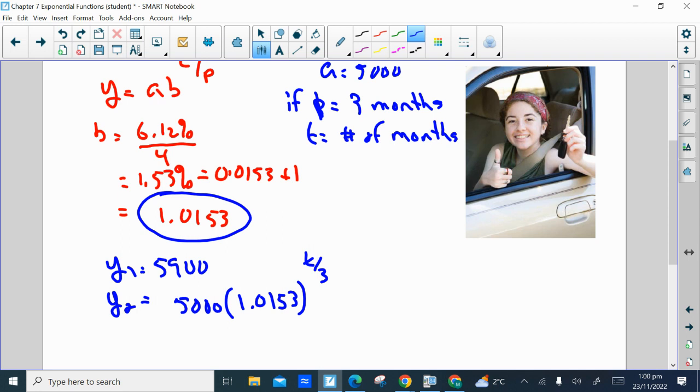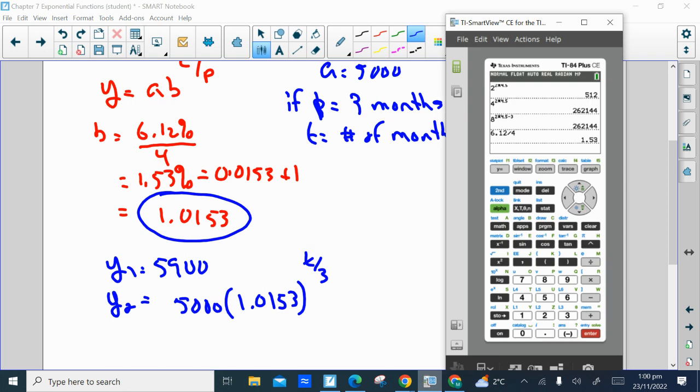So again, once we learn about logarithms, we'll be able to do this algebraically. But that'll come in chapter 8. So we've got one equation, y equals 5,900. The other equation will be 5,000 times 1.0153 to the power x over 3.